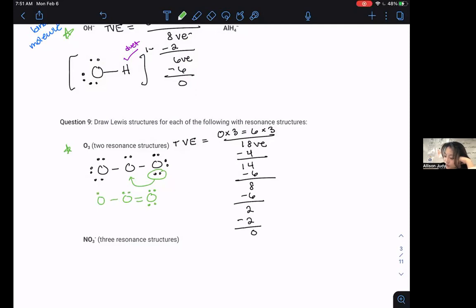1, 2, 1, 2, 3, 4, 5, 6, okay. And so that's one resonance structure right there. Now, I could technically also fold in spatially from the other oxygen. I could do the other oxygen.